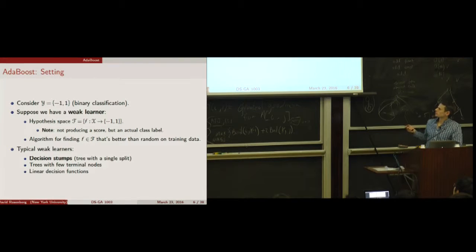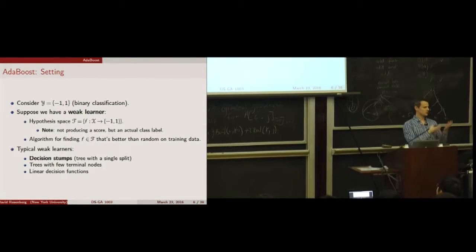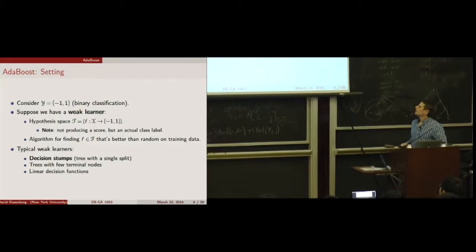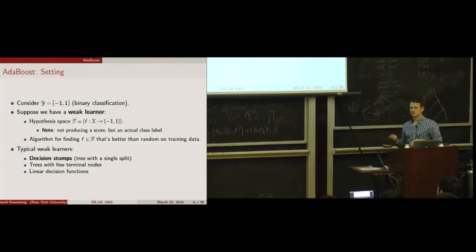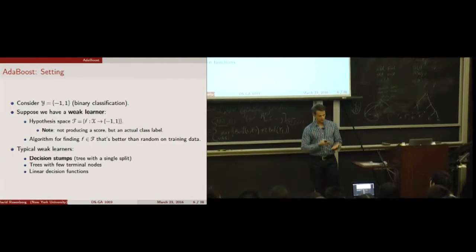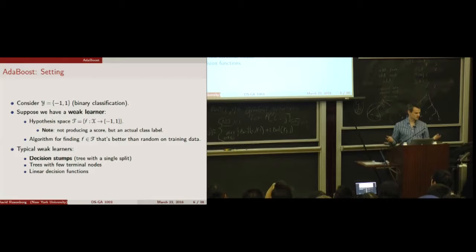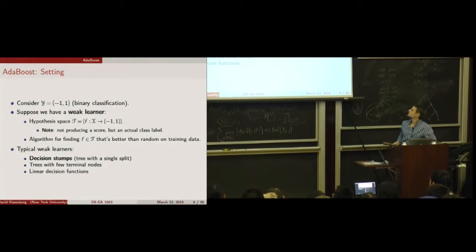In AdaBoost, typical weak learners, typical base hypothesis spaces, would be decision trees or even decision stumps, which are trees of depth one. Sometimes linear decision functions. Traditionally, we do boosting with rather simple hypothesis spaces. This is not required, but this is where it seems to give the most benefit.